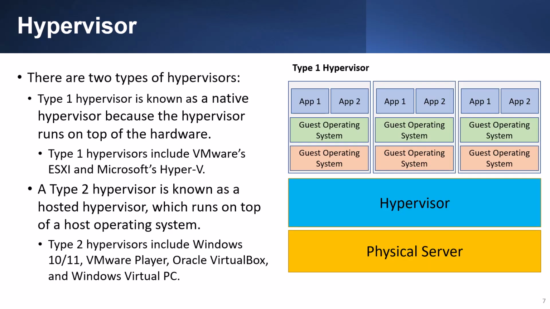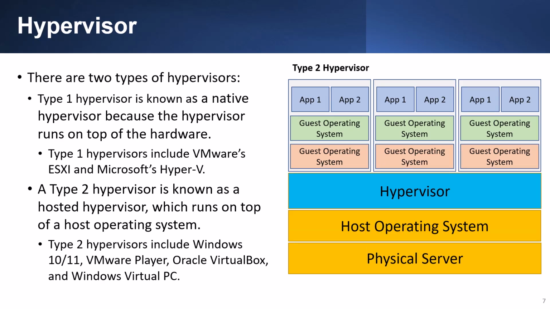There are two types of hypervisors. A Type 1 hypervisor is known as the native hypervisor because the hypervisor runs on top of the hardware. Type 1 hypervisors include VMware ESXi and Microsoft's Hyper-V. A Type 2 hypervisor is also known as a hosted hypervisor, which runs on top of the host operating system. Type 2 hypervisors include Windows 10 and 11, VMware Player, Oracle VirtualBox, and Windows Virtual PC.